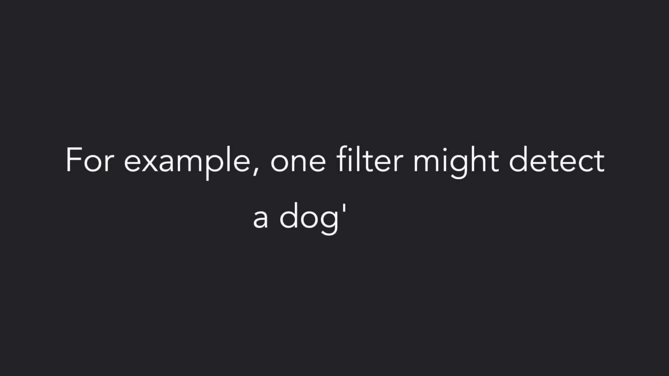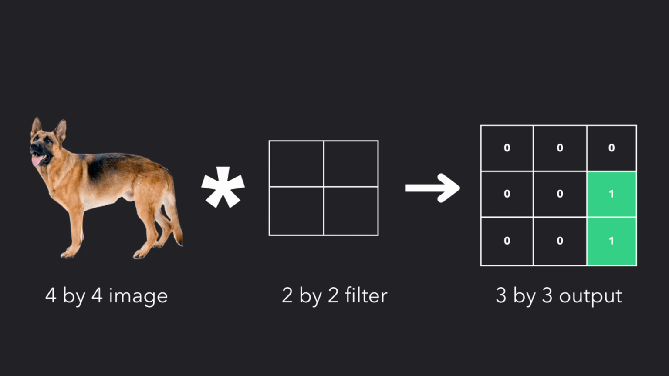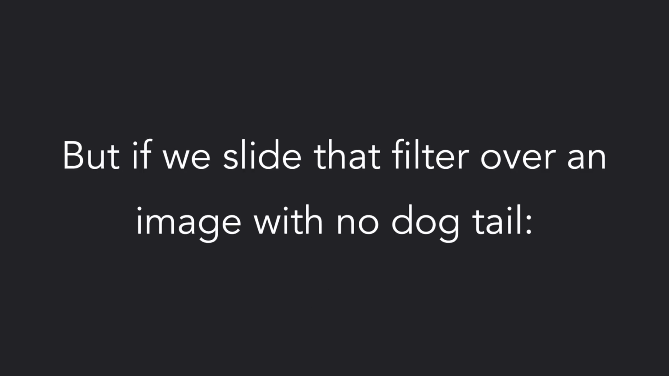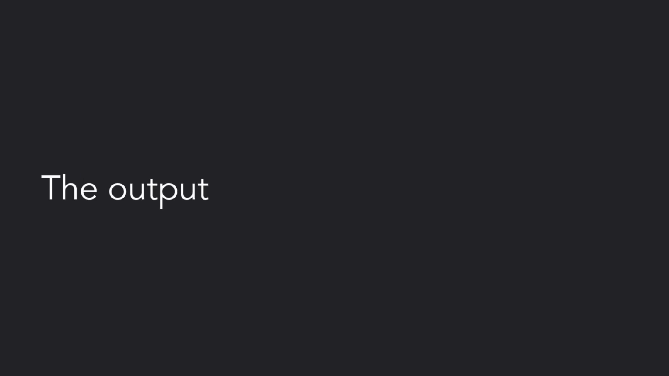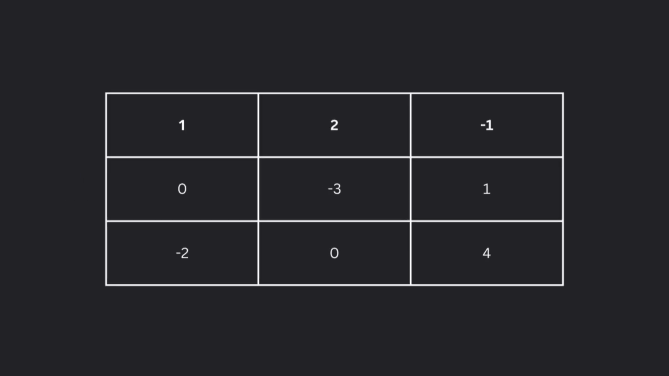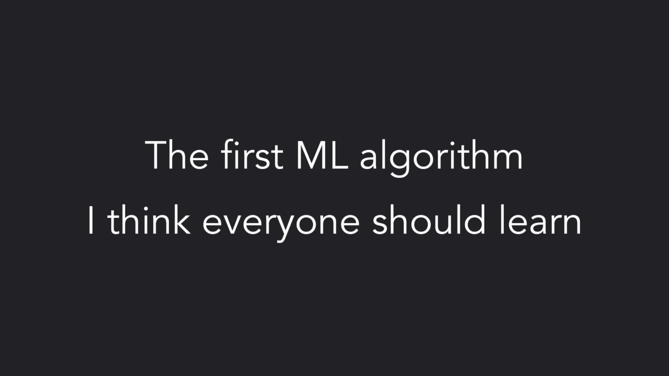For example, one filter might detect a dog's tail, meaning when we slide that filter over the image, the output would be non-zero, but if we slide that filter over an image with no dog tail, the output would be mostly 0. But how are the filter entries actually updated during training? That brings us to gradient descent, the first ML algorithm I think everyone should learn.